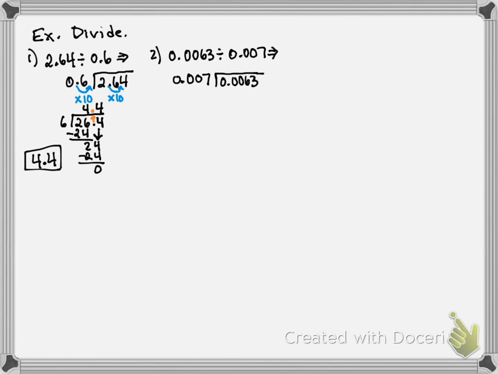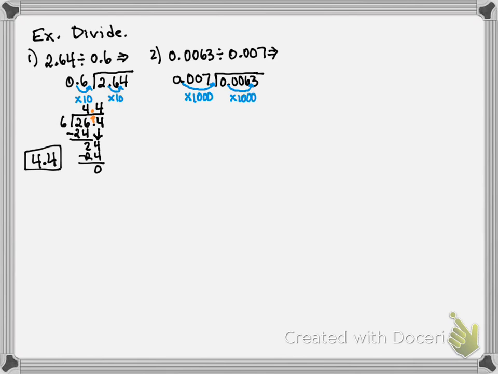Oh my gosh, do you see this? I need to move the decimal point 3 places. So that means I multiply by the power of 10 with 3 zeros. So I'm going to multiply by 1,000. I'm going to do exactly the same thing to my dividend. I'm going to multiply by 1,000.